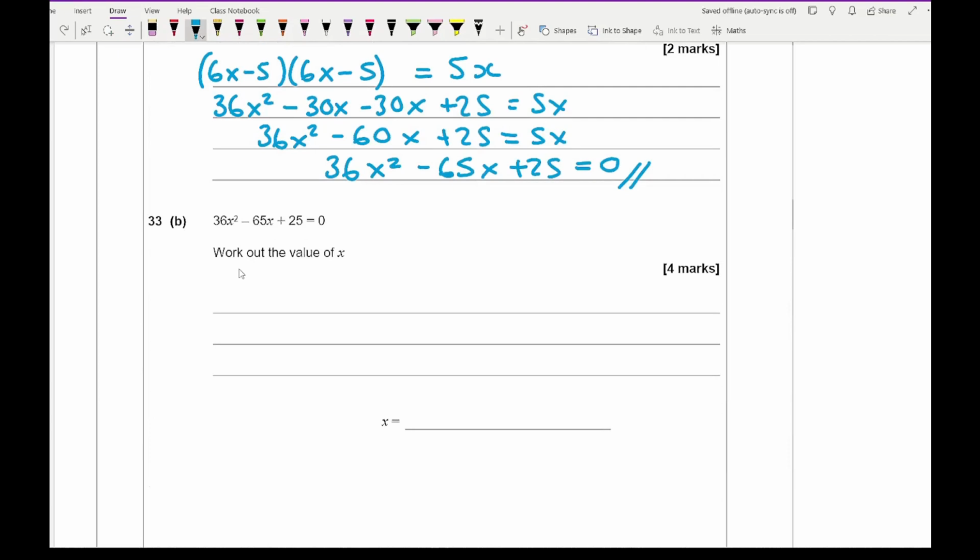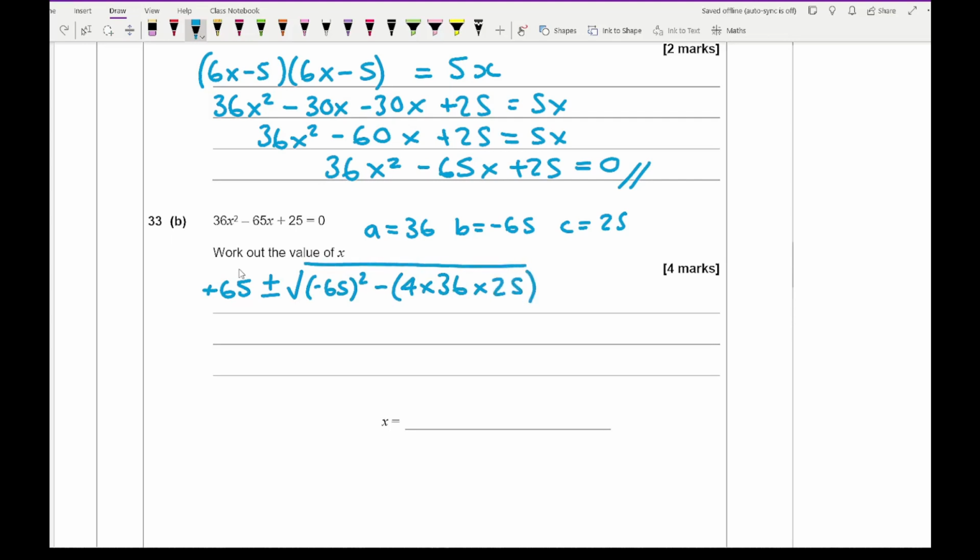Now for this, I personally would go straight into the quadratic formula, because again, we can't simplify this line any further because there is no numbers that go into 36, 65 or 25. So it's going to be a equals 36, b equals minus 65 and c equals 25. So then substitute the numbers into the formula. I get minus 65, which is positive 65, plus minus, and it's going to be minus 65 squared minus 4 times a times c, all square rooted and all divided by 2 times 36.